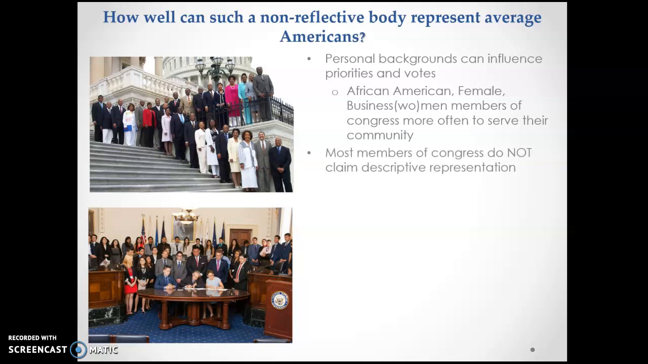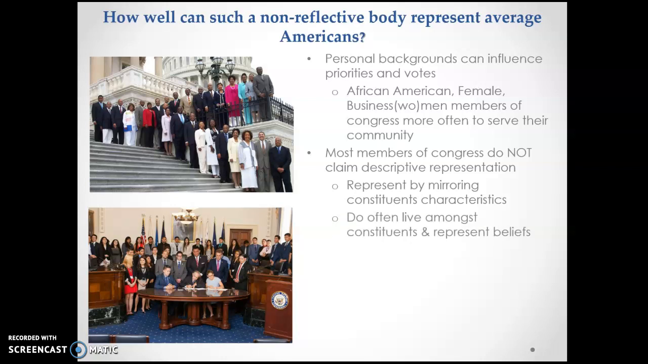And so as a result of this, and the fact that members of Congress don't claim to be mirror images of their constituents, most members of Congress do not claim something called descriptive representation. Descriptive representation means their description on paper does not match their constituents. Descriptive representation would be like you represent a working class, majority person of color community, and you yourself came from working class backgrounds and identify as a person of color. That would be descriptive representation. Most members of Congress don't do that.